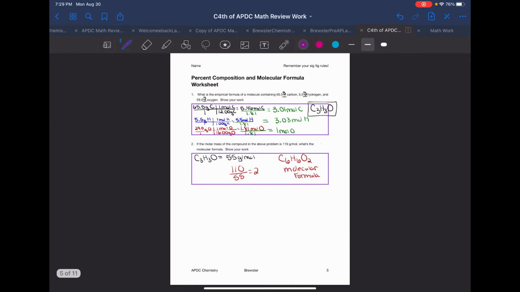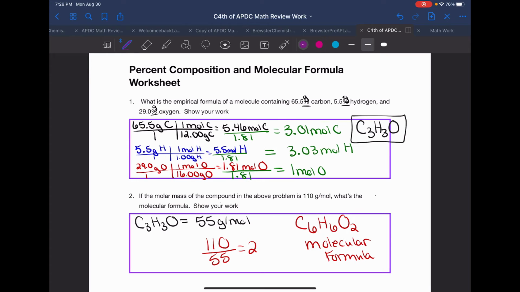And so we did this in class. We did empirical formulas. Basically, the trick is taking your percent and changing it to grams. Once I have that, then I'm going to convert my grams to moles, which is this step here. Then I look at the three that were given here, and I ask myself which one's the smallest number. I'm going to divide everything by that smallest number, and I end up with C3H3O.